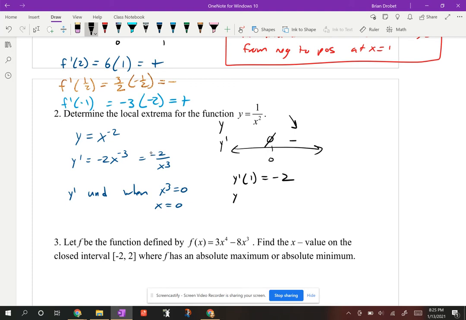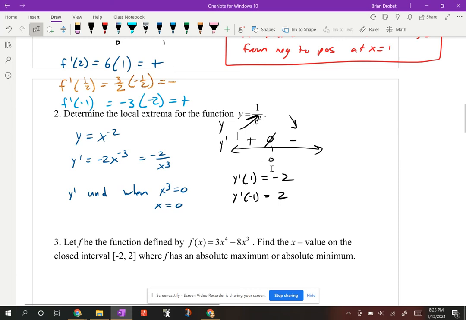Choose a value less than 0. How about -1? That's going to result in a +2. Derivative is positive. Function is increasing. So my function changes from increasing to decreasing at 0. So that leads me to believe that I have a maximum at 0, but actually I don't.